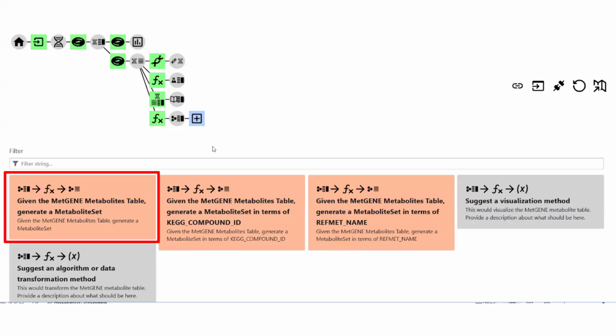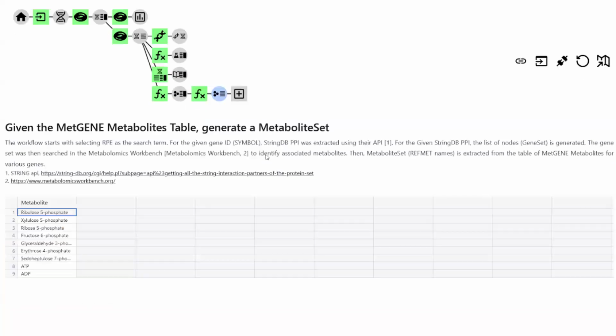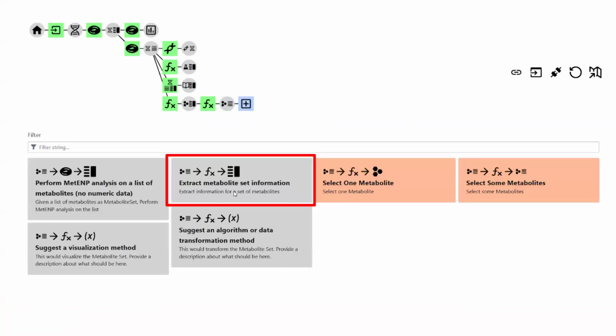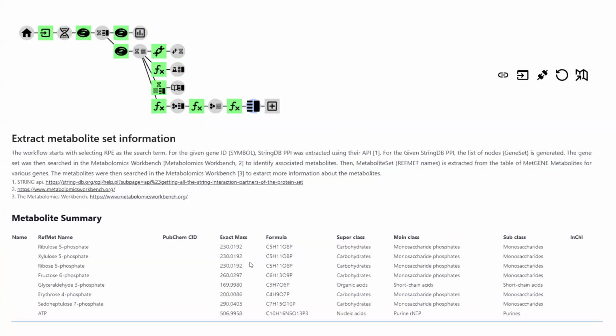Then for further operations, we extract the metabolite set as a list from the table that we saw earlier. Then we get the list of metabolites. And once we have this list of metabolites, there are some operations that we can carry out. For example, here we can find more information about those metabolites. All this information is extracted from resources at Metabolomics Workbench. For example, we can find the exact mass, formula, and other information for these metabolites.